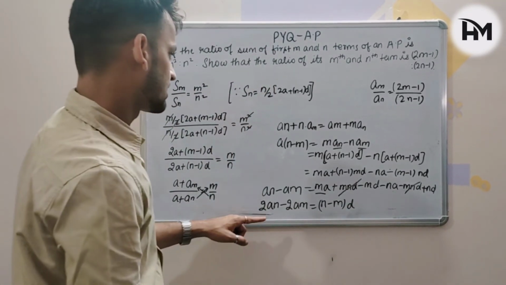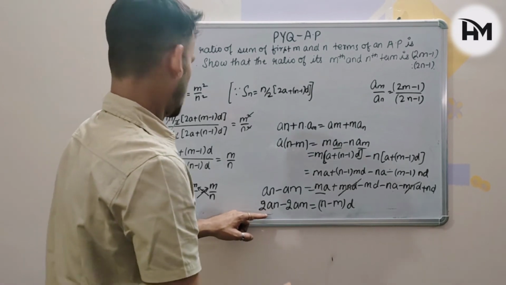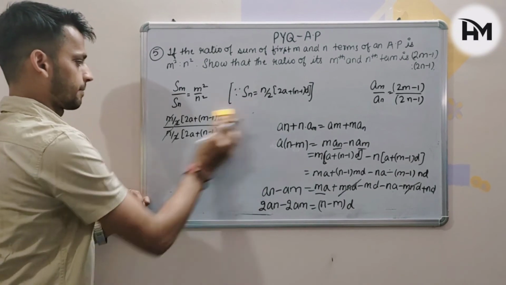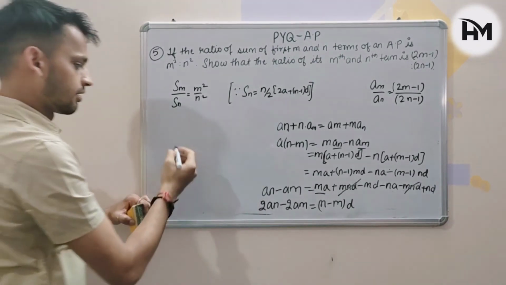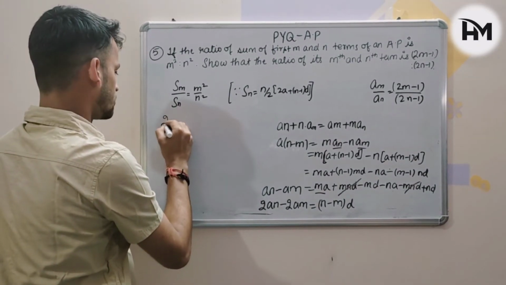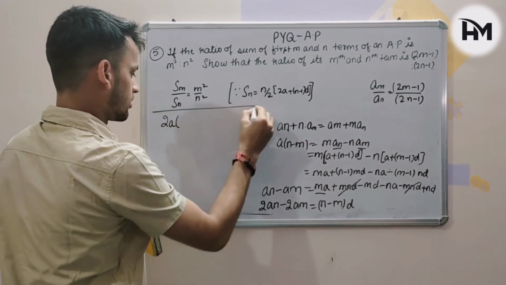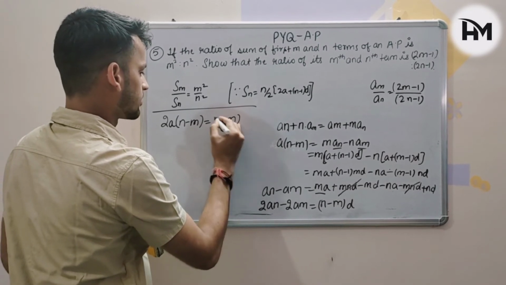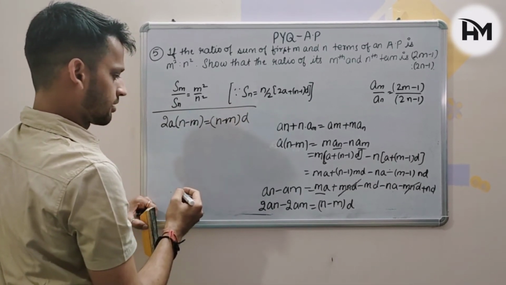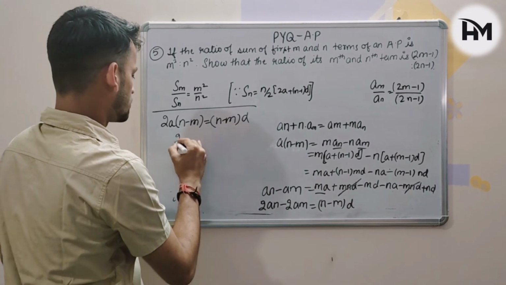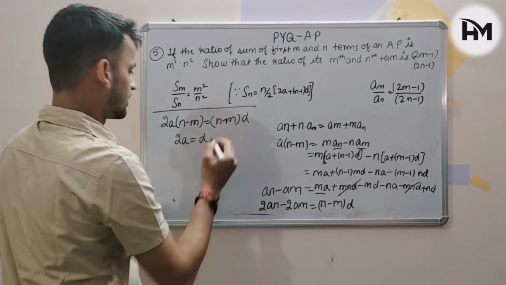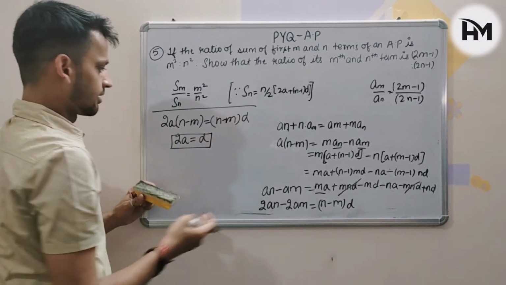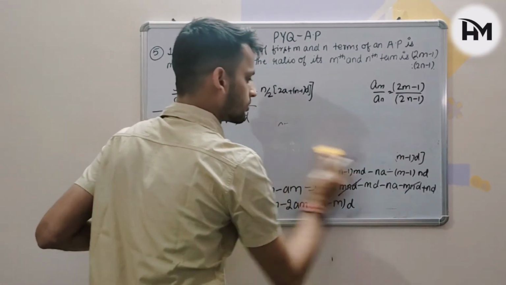Then from here we can see, we can take common n minus m, n minus m is left. So 2a is equal to d. From here, our 2a came out to be d.